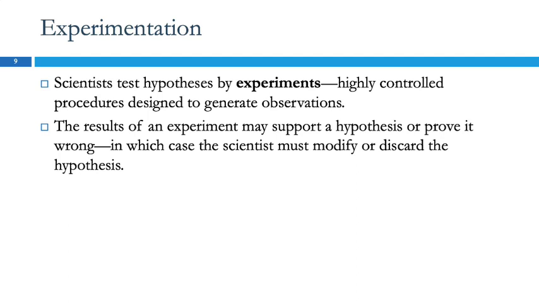So we test things by using experiments. And experiments need to be controlled. So when he was looking at the plants, he had this plant that he read to and this plant that he did not read to, and he's measuring both of them at the same time and doing it over the course of days so that he can measure the effect. It has to be controlled. And then the results can either support your hypothesis or prove it wrong.